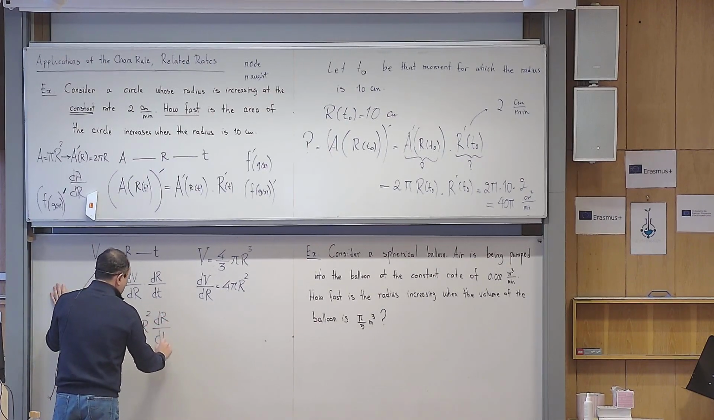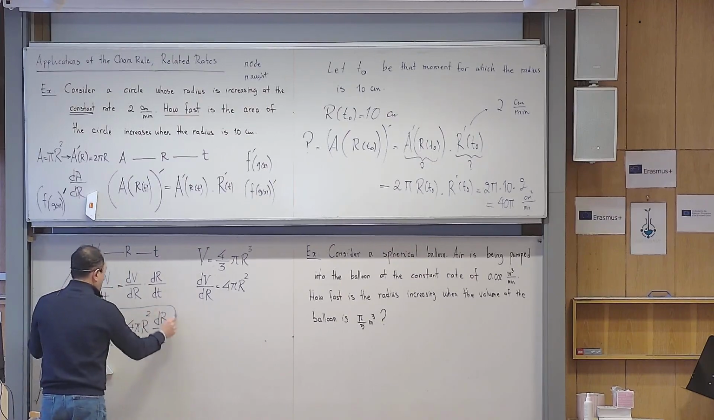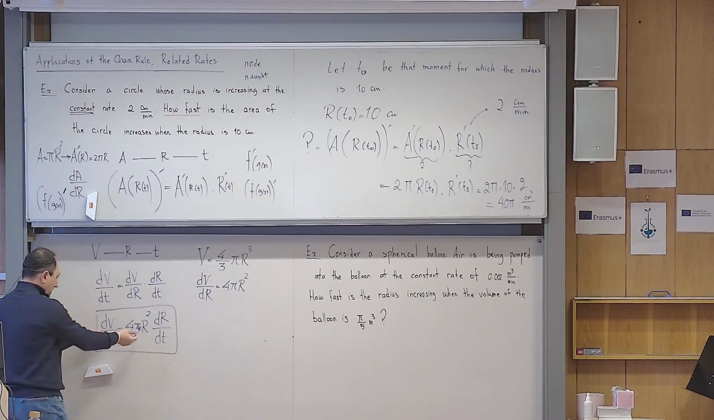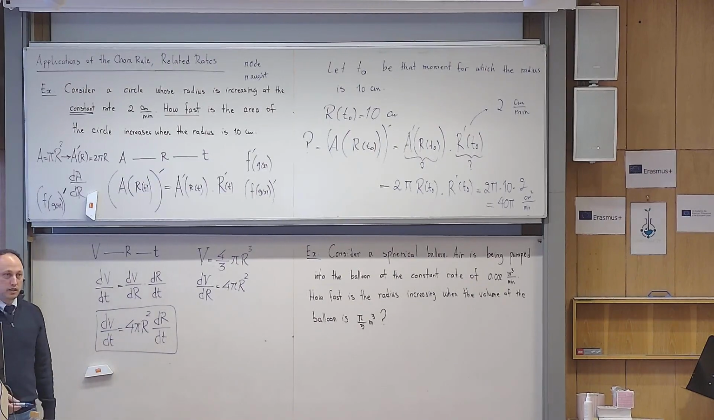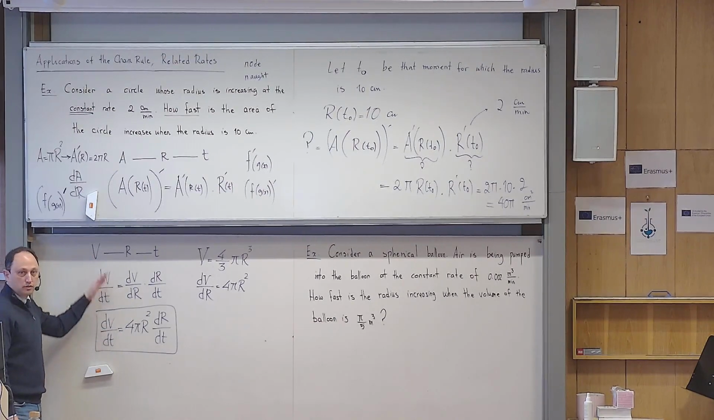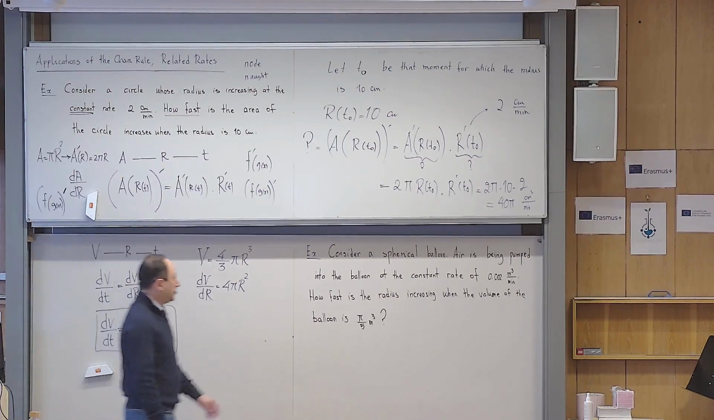This is what you can write only. And then you have to go back to your problem to see, are these quantities given to you? Which one is wanted? Which one is given? Any questions about writing this? Okay, let us read the problem.